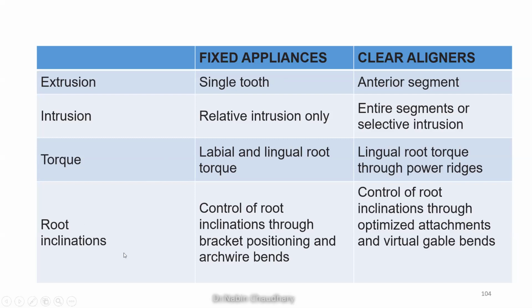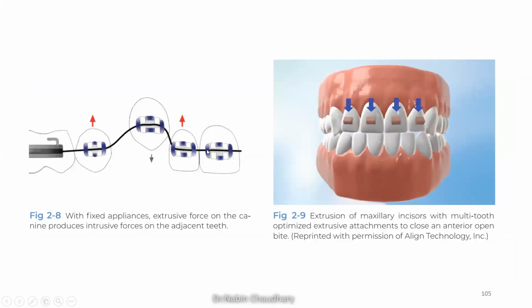And for the root inclination in the fixed appliances, the control of the root inclination through the bracket position and the archwire can be done. Whereas in case of the clear aligner, the root control can be done through the attachment and also through the use of the virtual power arms. So this is the figure when there is a high placed canine, the extrusion of this canine will result in the intrusion of the adjacent tooth. Whereas in case of the clear aligner, the extrusion of the whole anterior segment can be performed.